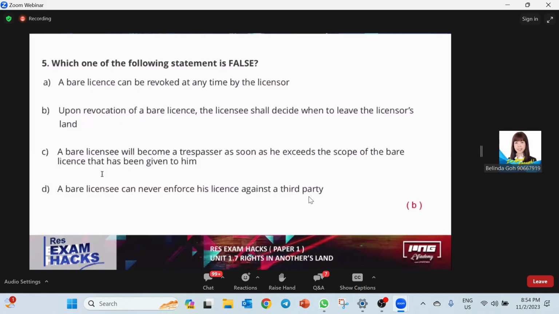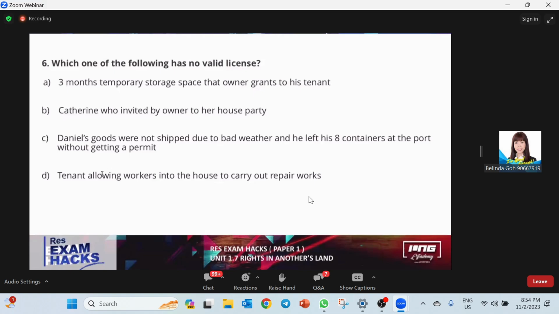Right. Now let's move on to another license question. Which of the following has no valid license? A. A 3-month temporary storage space that the owner grants to his tenant. B. Catherine, who is invited by the owner to her house party. C. Daniel's goods were not shipped due to bad weather and he left his 8 container at the port without getting a permit. D. A tenant allowing workers into the house to carry out repair works. What is the answer? Key in your answer.